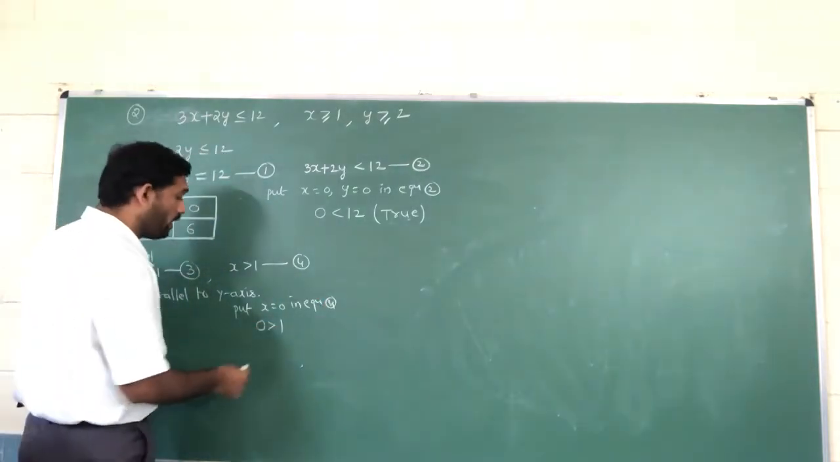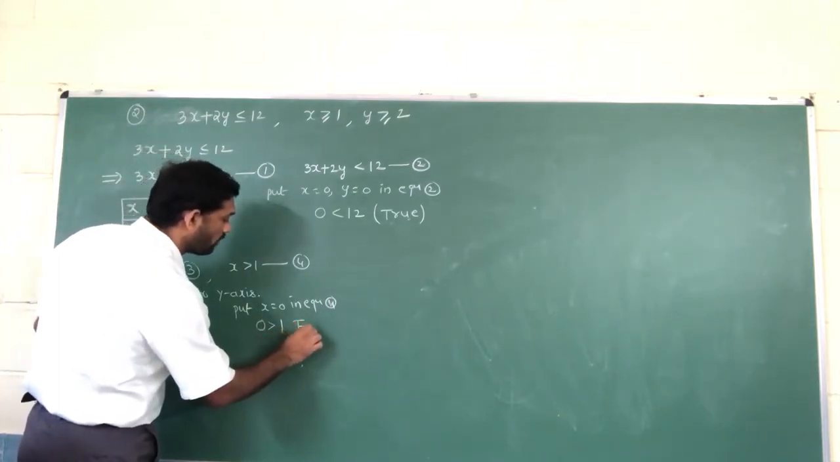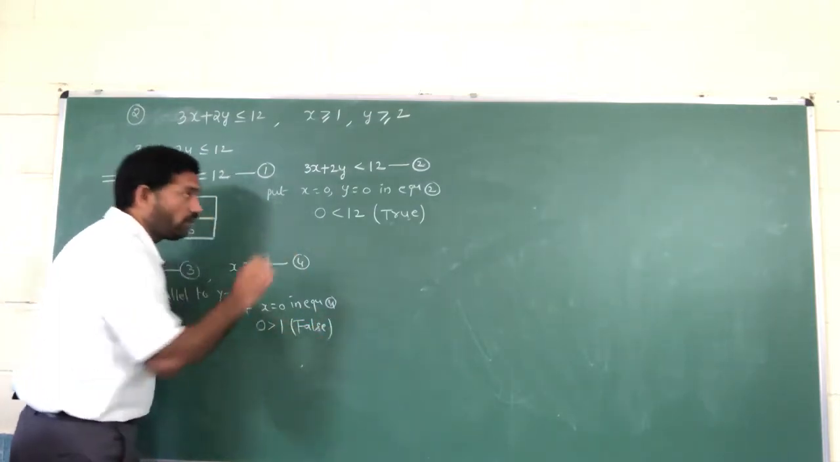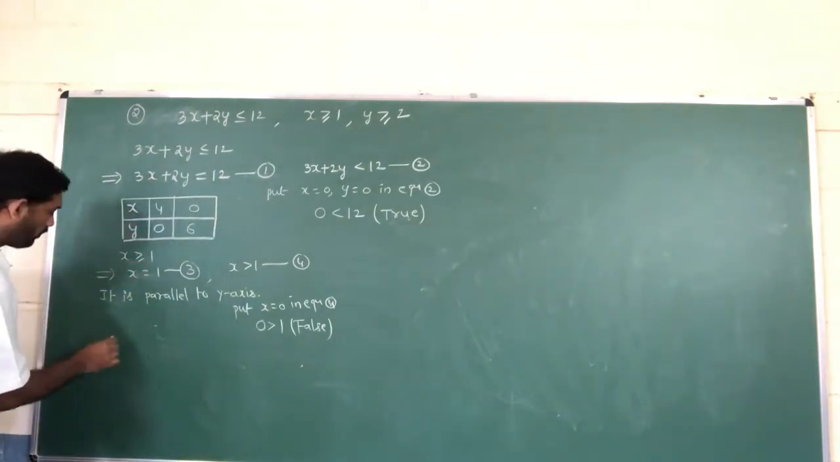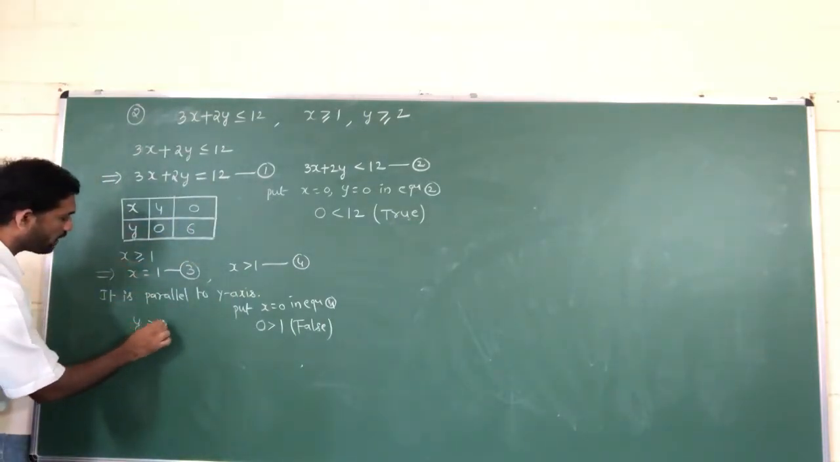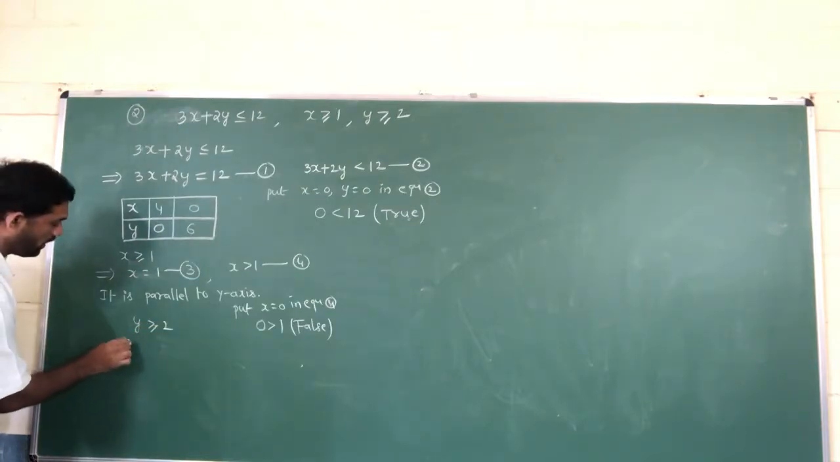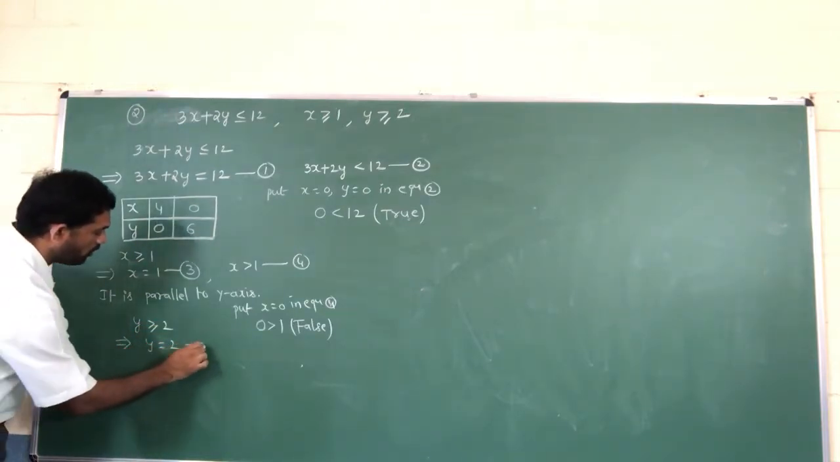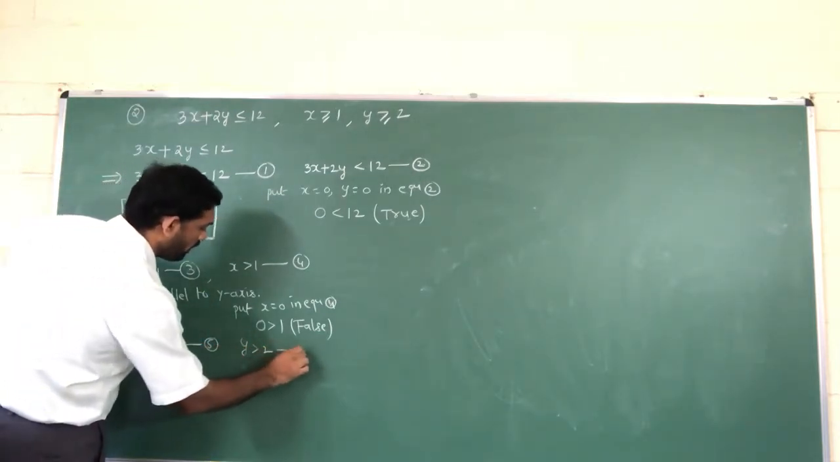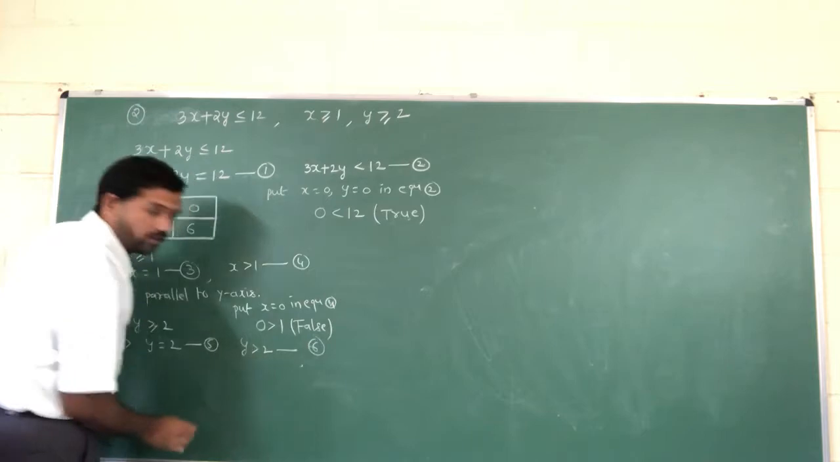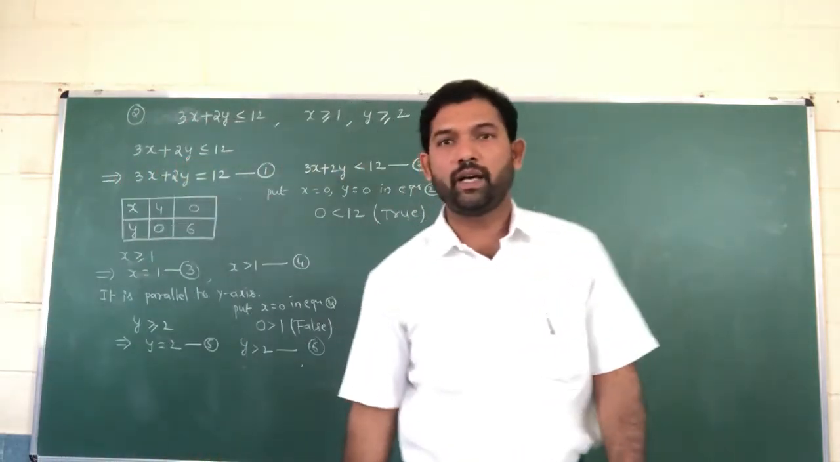0 is greater than 1. It is false. So next one, last one. y greater than or equal to 2 implies y equal to 2, equation number 5. y greater than 2, that is equation number 6.